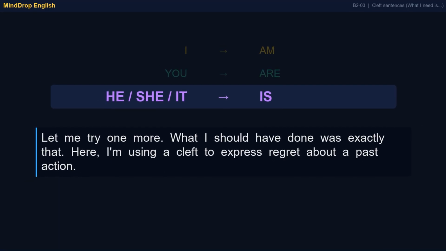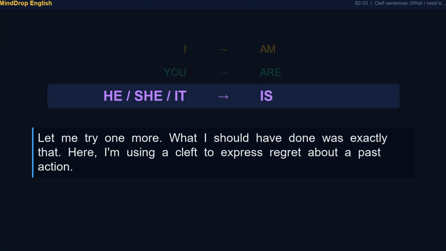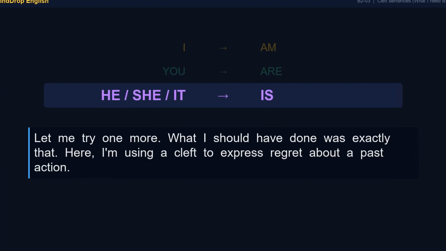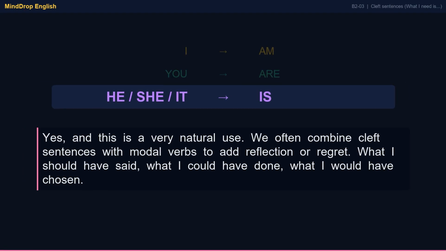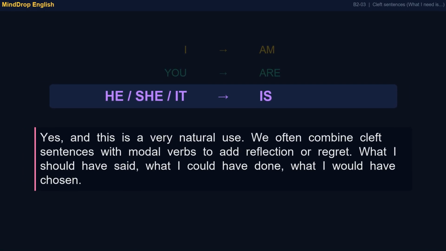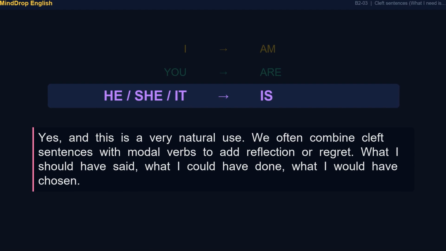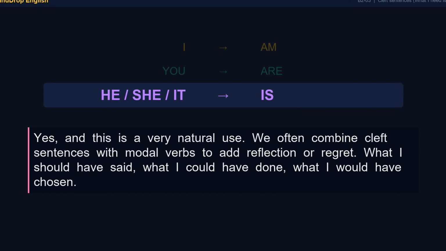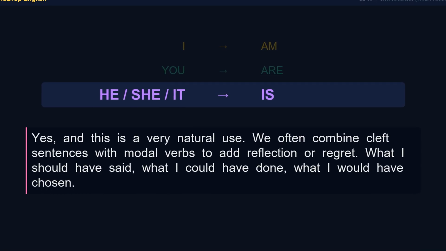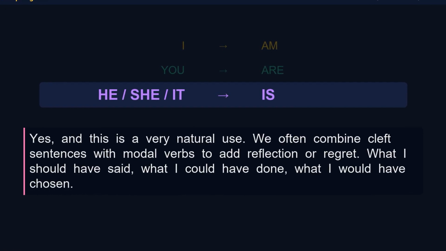Let me try one more. What I should have done was exactly that. Here, I'm using a cleft to express regret about a past action. Yes, and this is a very natural use. We often combine cleft sentences with modal verbs to add reflection or regret. What I should have said, what I could have done, what I would have chosen.